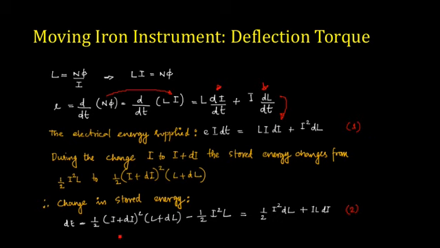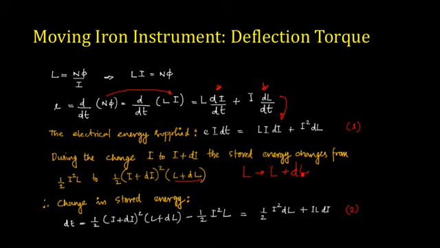Now during this process, while electrical energy is supplied, initially assume that your current I is flowing, and you have now a current I plus dI flowing. That is, the current is changed from I to I plus dI. So the stored energy in this particular coil also changes from half L I squared to half L plus dL into I plus dI the whole square. That is, inductance also varies. It varies from L to L plus dL. So you'll have slight variation in inductance because your current is varying.